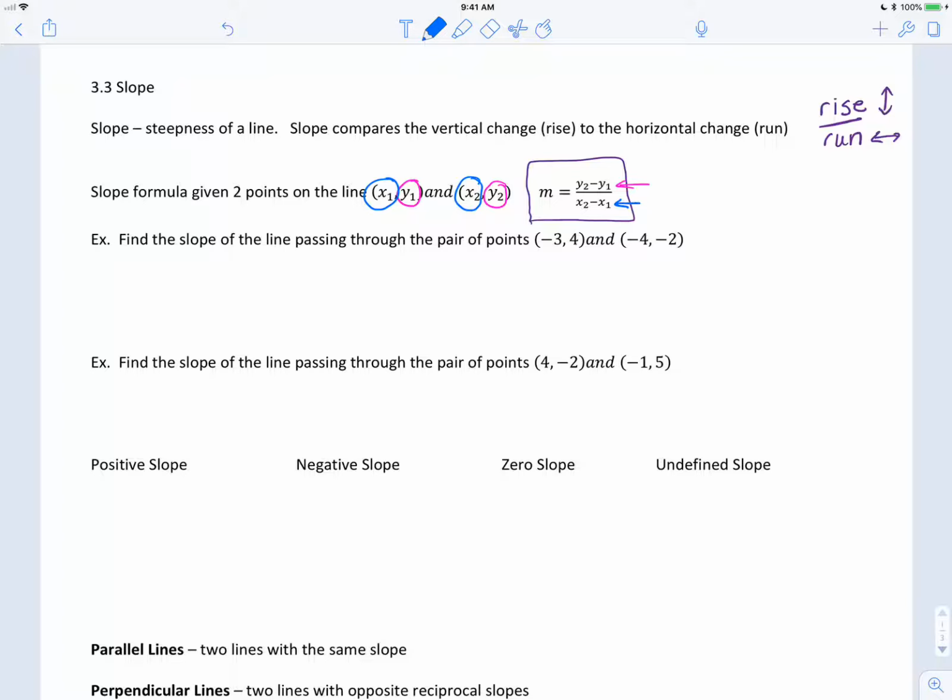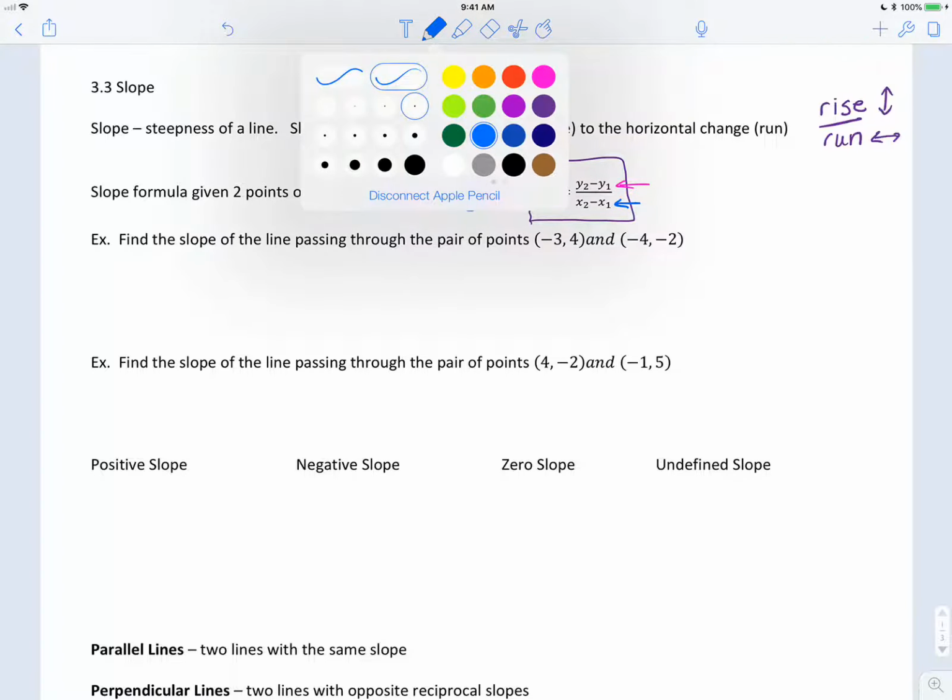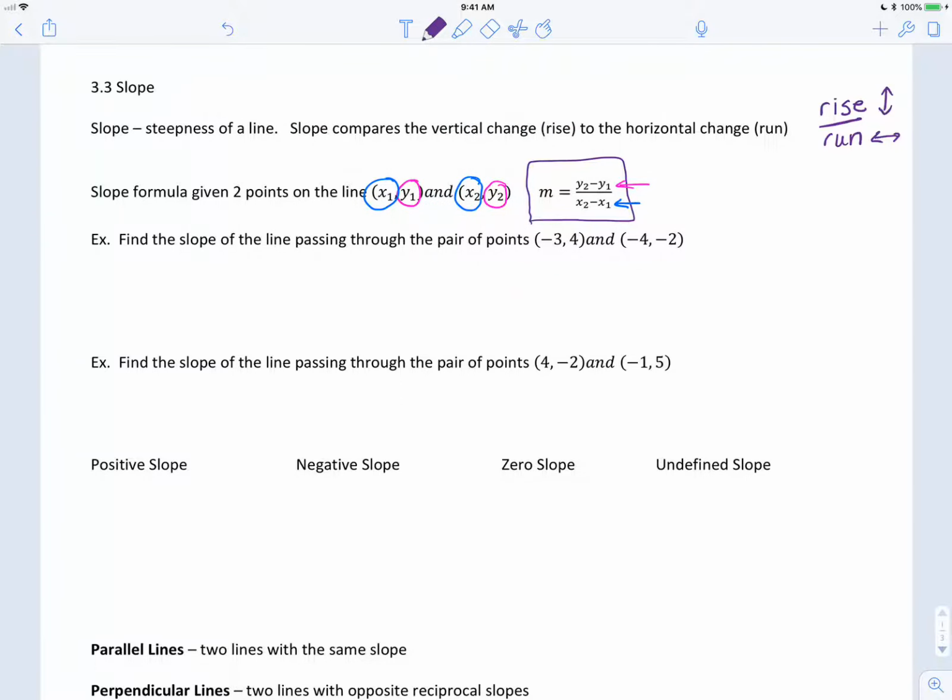And every ordered pair, as you know, is an xy value. So we're just going to use those when we're coming up with our slope. We label them x1, y1 and x2, y2 just to distinguish between the first ordered pair that I've been given and the second ordered pair that I've been given. We name them just so that we keep them straight.